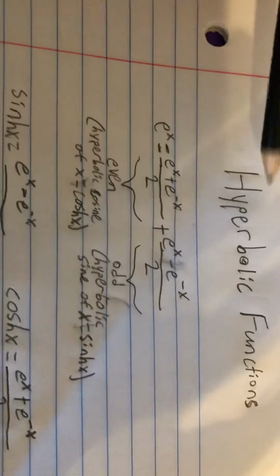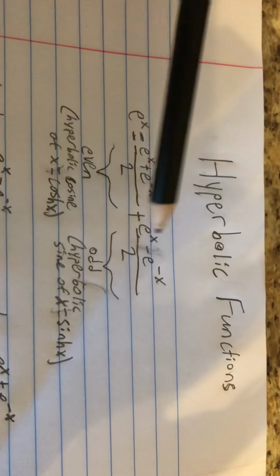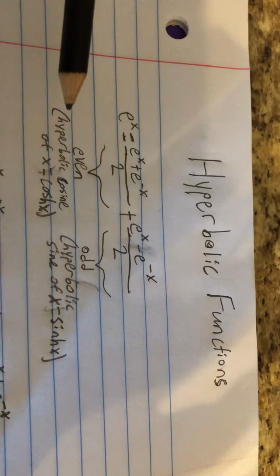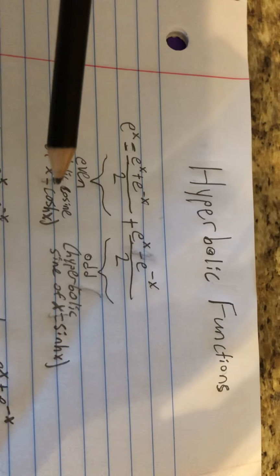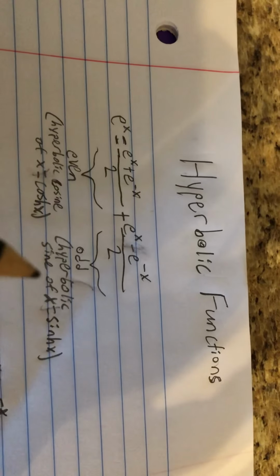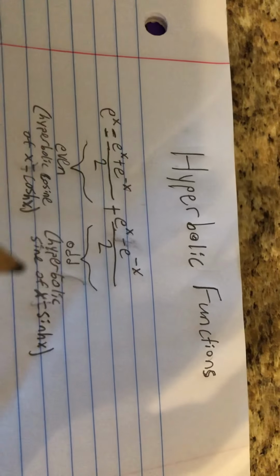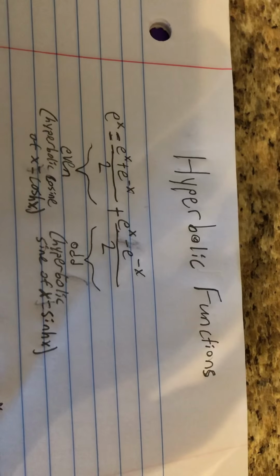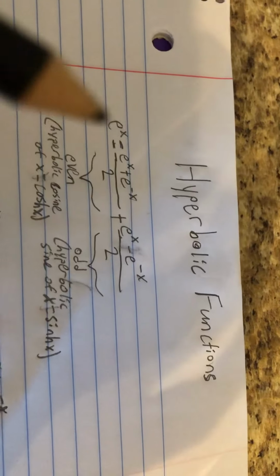The first function you see here is the even function, and the function that we're adding to it is an odd function. The even one is the hyperbolic cosine of x, which we call cosh of x for short, and the odd one is the hyperbolic sine of x, which is sinh of x for short. The reason this was created is because when you add sinh of x to cosh of x, you get e to the x.